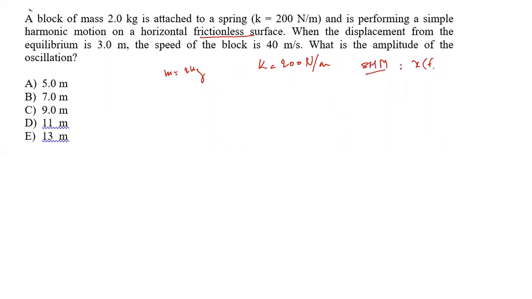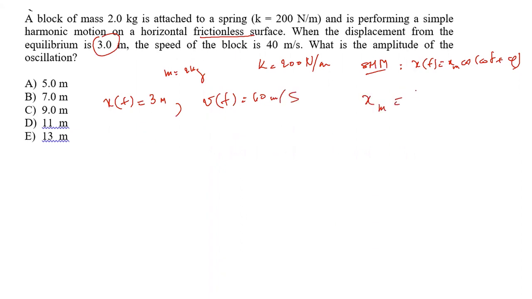You know that x at any time will be xm cosine (omega t plus phi). Now, when the displacement from equilibrium is 3 meters, I'm telling you that x at this time is 3 meters. The speed v at that time is 40 meters per second. And the question is, what is the amplitude of the oscillation? What is xm? So what should I do here? I should use conservation of mechanical energy.